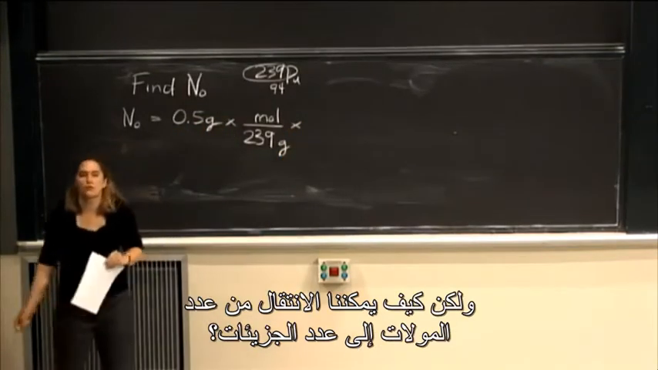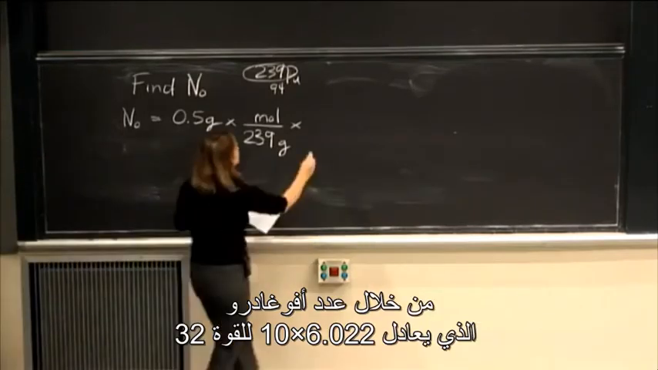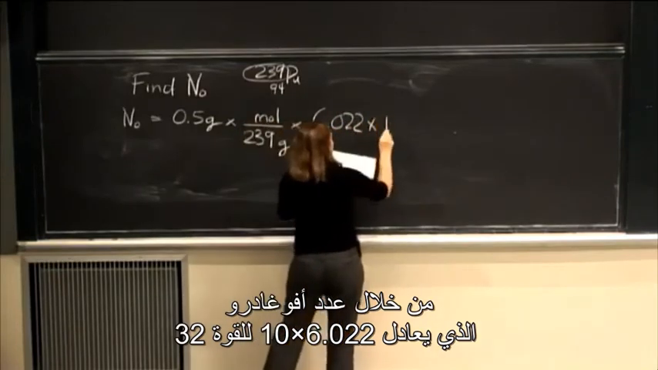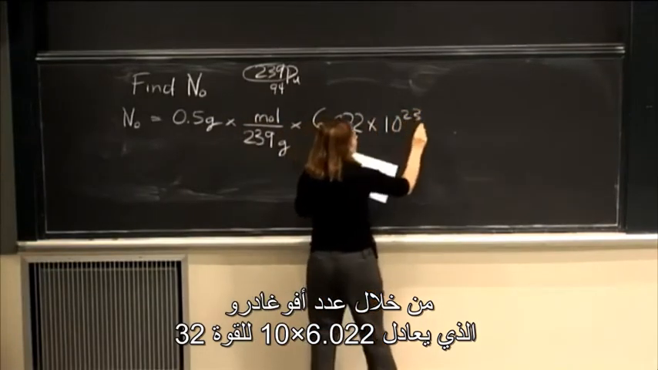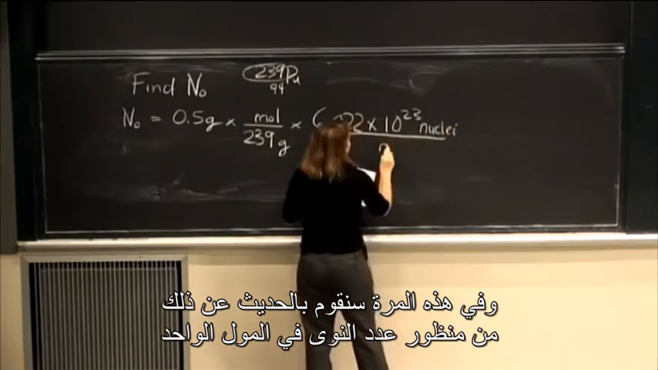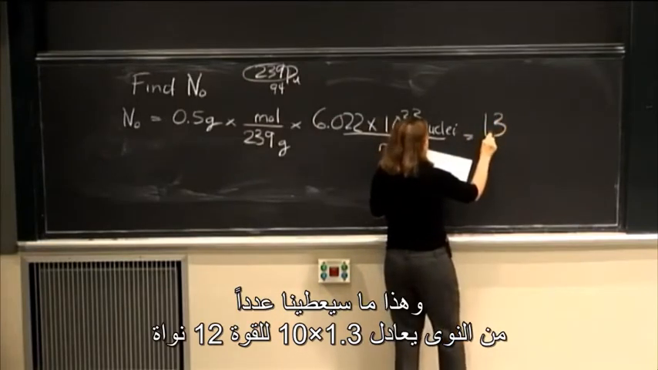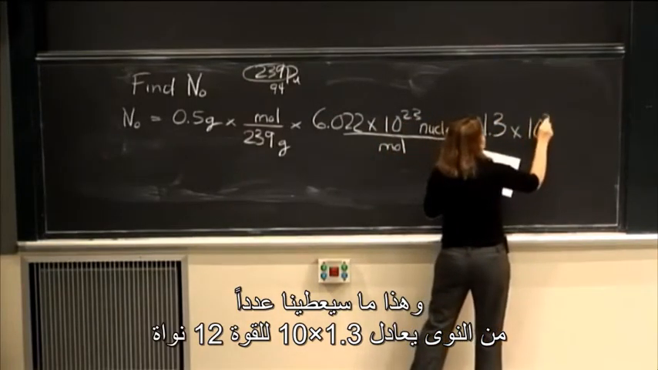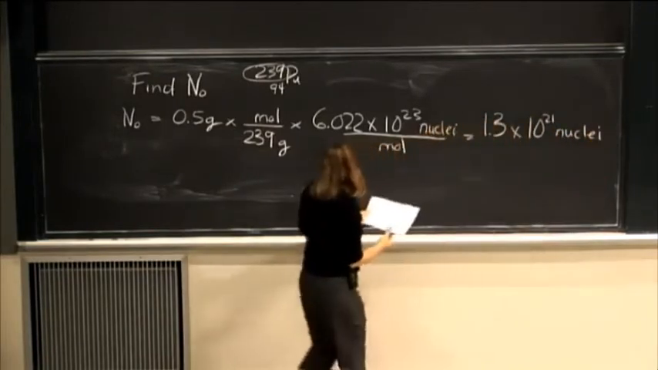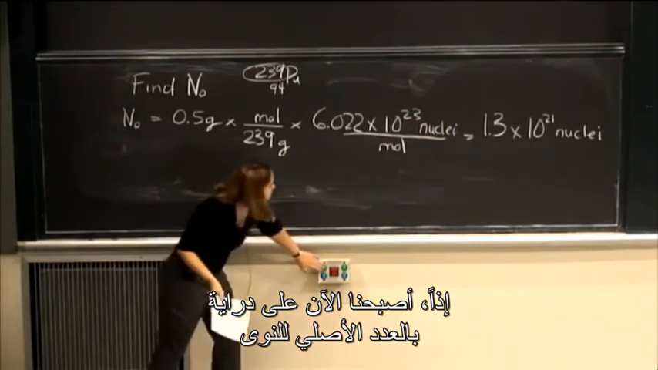So how do we go from moles to molecules? Avogadro's number, 6.022 times 10 to the 23rd. This time we're going to talk about it in terms of nuclei per mole. And so that's going to give us 1.3 times 10 to the 21 nuclei. Okay, so now we know the original number of nuclei.